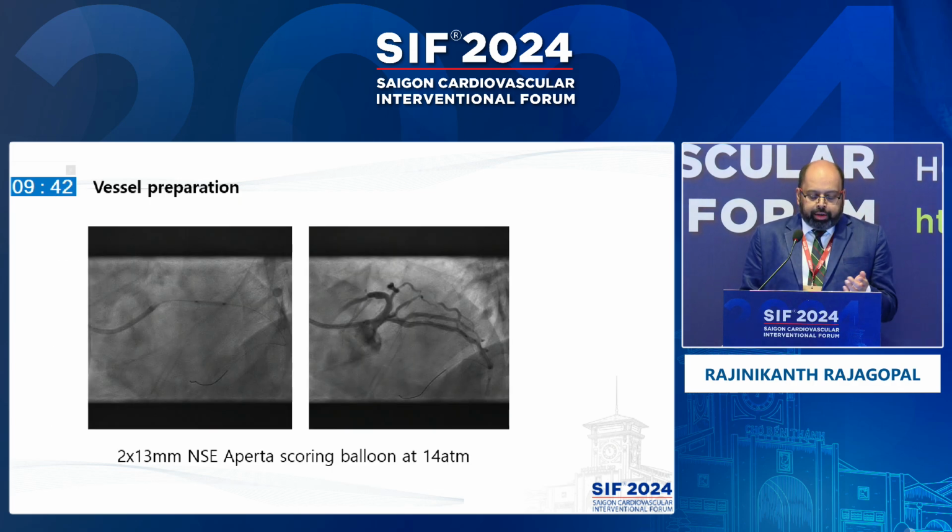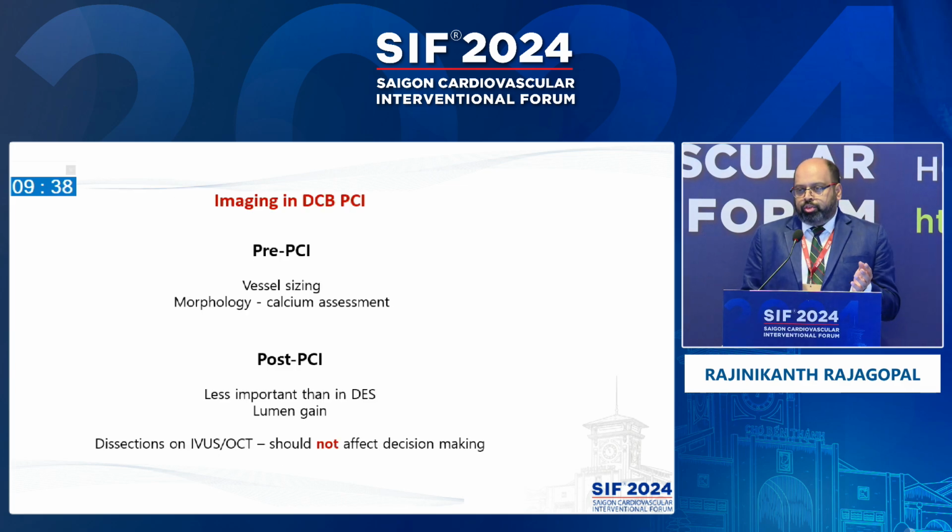So here, we started with a scoring balloon, just a 2 millimeter scoring balloon. Then we do imaging. So the role of imaging in DCB PCI is slightly different. It's probably less important in some ways compared to stent PCI. Pre-PCI is very, very helpful because you can do vessel sizing. You can look at the morphology and calcium assessment.